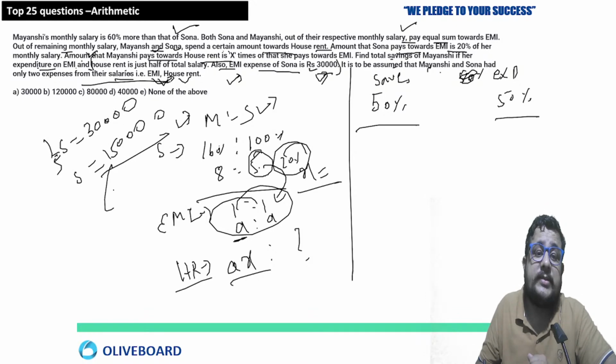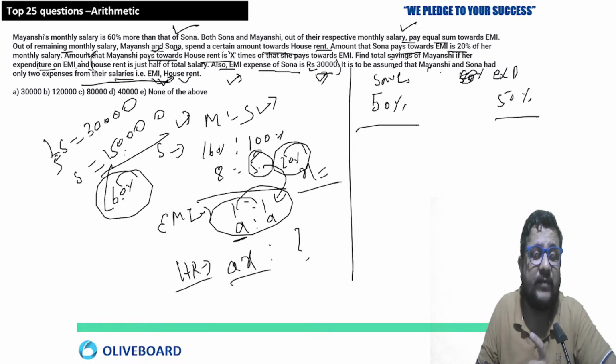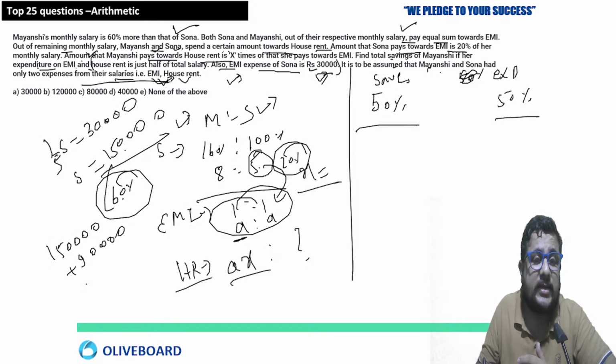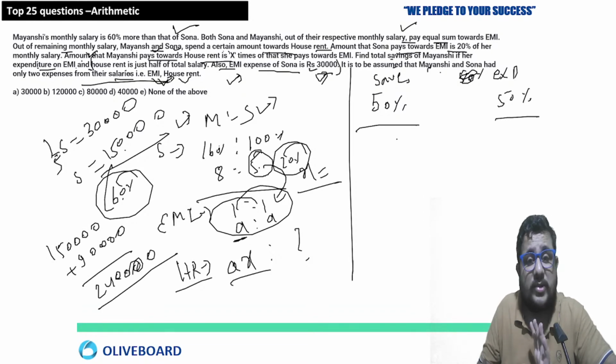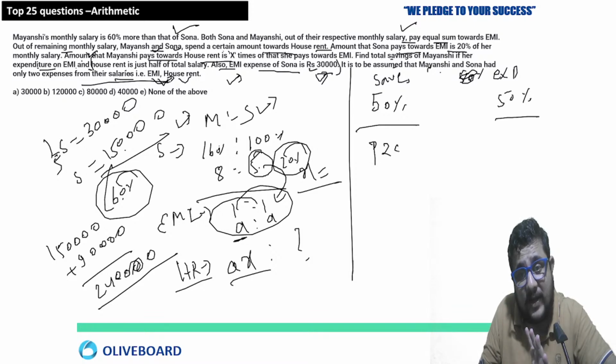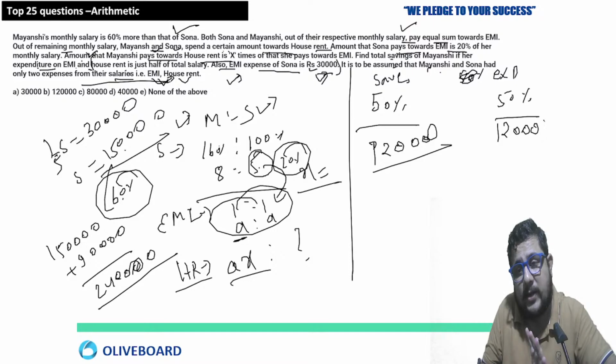And Mayanshi's salary is 60% more. 10% of 1,50,000 is going to be 15,000. 15,000 into 6 means 90,000. So 1,50,000 plus 90,000, you will get 2,40,000. Are you getting my point now? So this is Mayanshi's salary. So she will save 1,20,000 and the expenditure is 1,20,000.